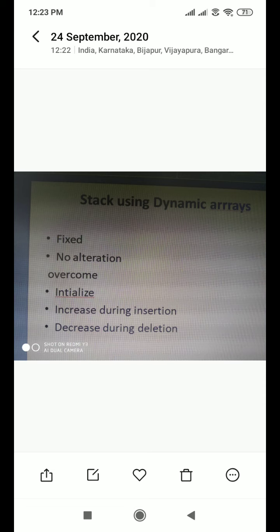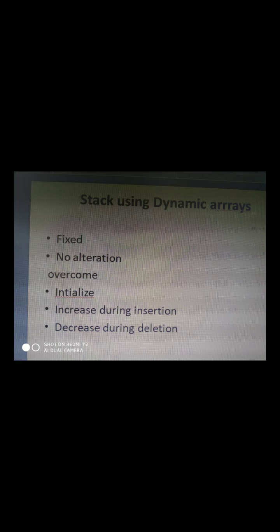If you go with a fixed array size, it is called static. When you go with a dynamic array size, the maximum size can be increased. Whenever we require push operations, we go for the stack using a dynamic array size. With a general array, the size is fixed, so if you want to alter it, it is not possible. Hence, to overcome this, we go for the dynamic array.